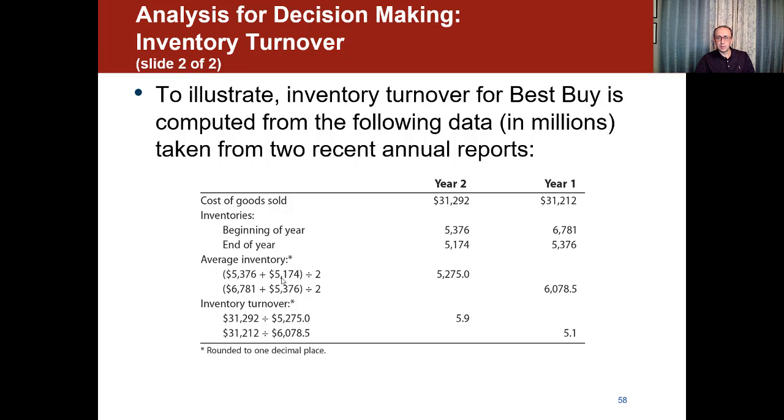And now for the average inventory, we simply add these two values and divide them by 2, add these two values and divide them by 2, and here are the average inventories for year 1 and year 2. The inventory turnover ratio is the cost of goods sold divided by average inventory. You can see year 1 was 5.1, year 2 was 5.9. Since the numbers increased slightly, this shows that there's improvement in the inventory turnover.